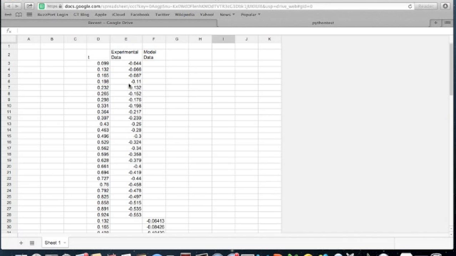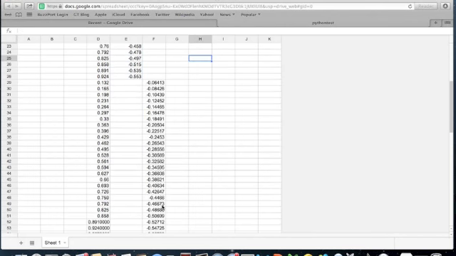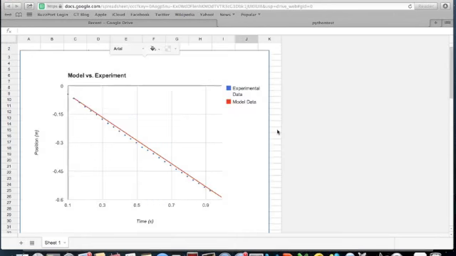After running this code, we can then use the position and time data that we obtained from our experiment in Tracker and compare this with the data that we obtained from the code for the model. Once we input all of the data into a graph, we can then compare the experimental data, which is the blue dots, with the model data, which is the red line.